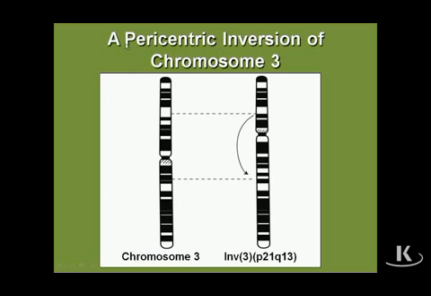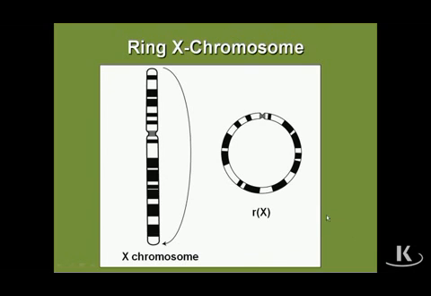This particular example is known as a pericentric inversion because the part of the chromosome that is inverted includes the centromere. It would be called a paracentric inversion, P-A-R-A, paracentric inversion, if the centromere were not included in the part that is inverted. So we can have pericentric and paracentric inversions. But this is not associated with a lot of famous diseases that I know about, so it's somewhat less likely to be on your exam.